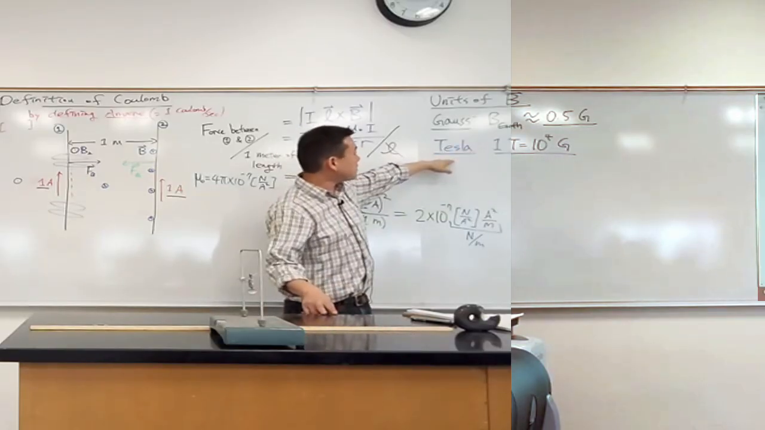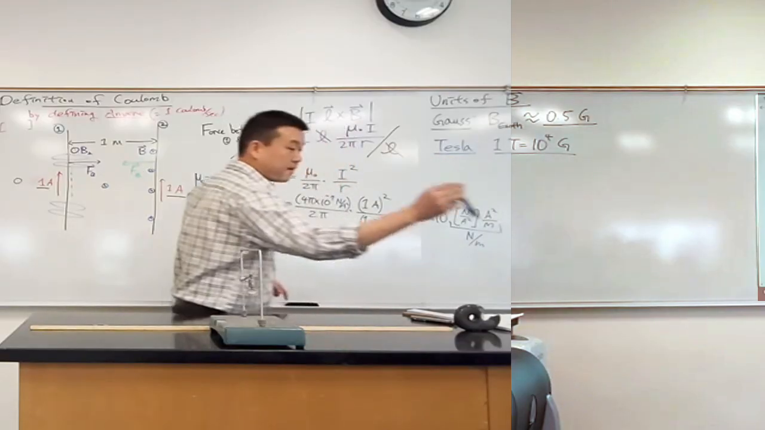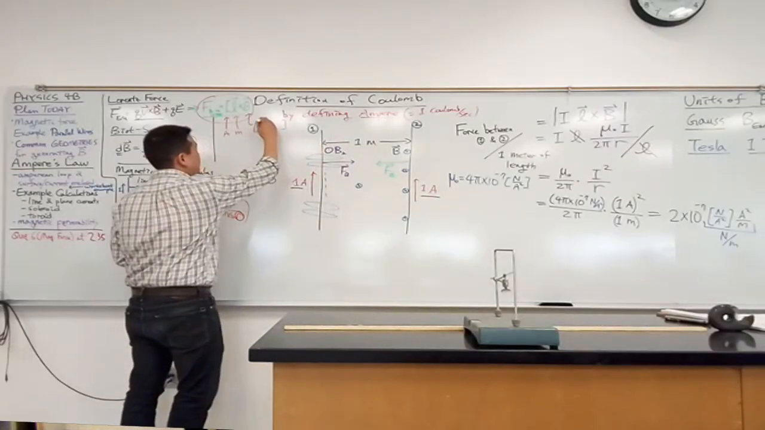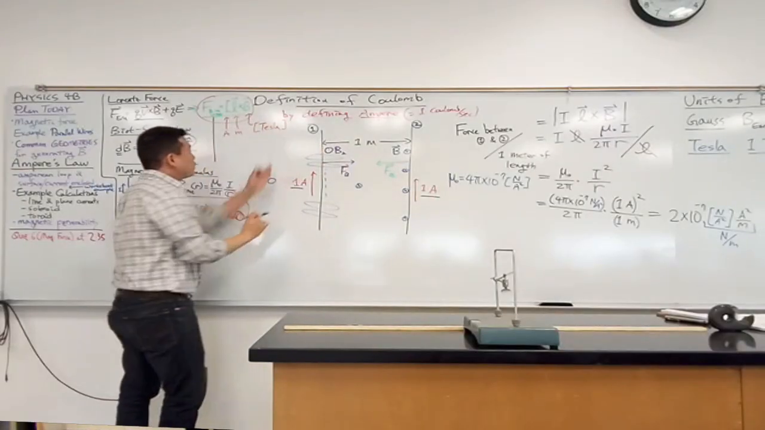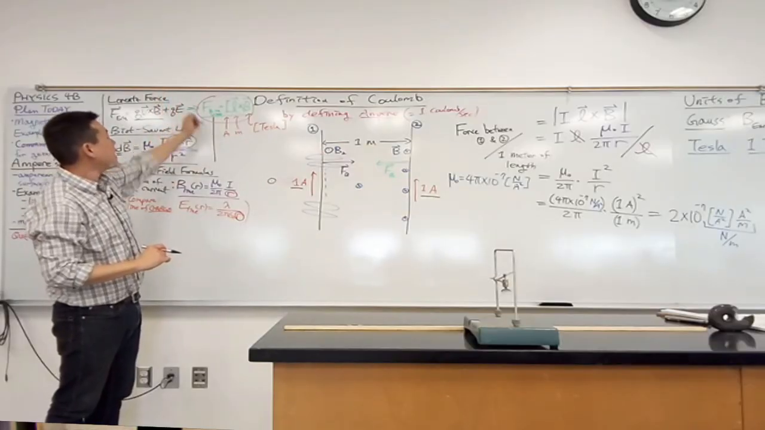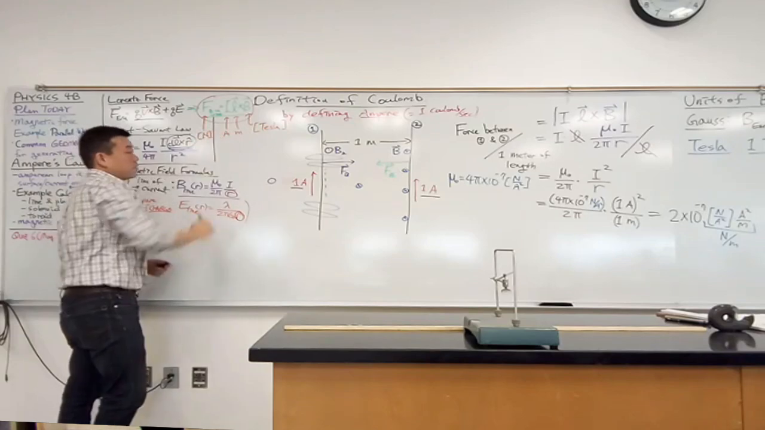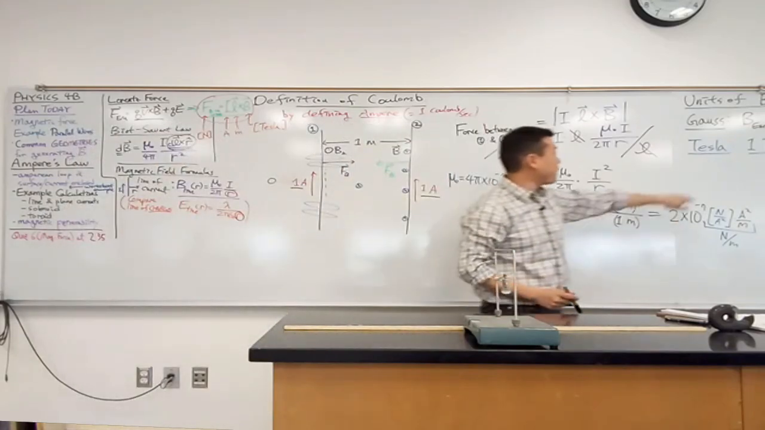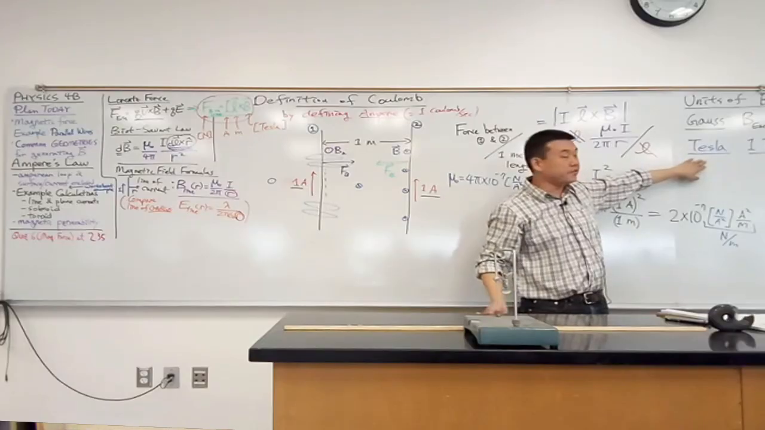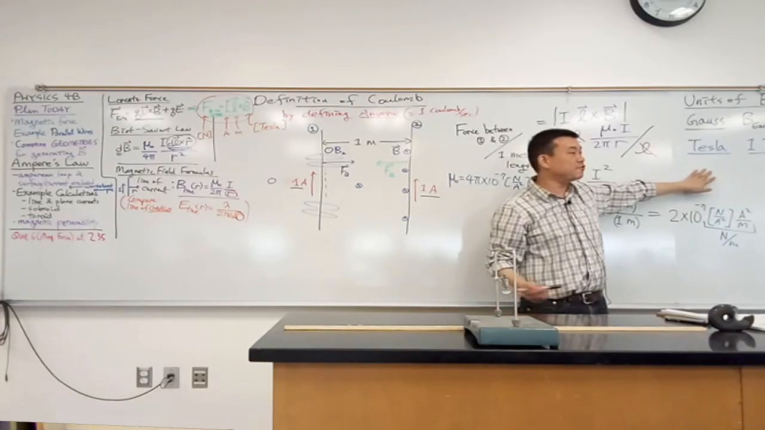So if a Tesla is an SI unit, I'm saying that if I plug in Tesla here, all the units will work out so that I get a unit of Newton here. So this is not one of the basic SI units. It must be related to the basic SI units somehow. So how is it related? Or how would you get at it?